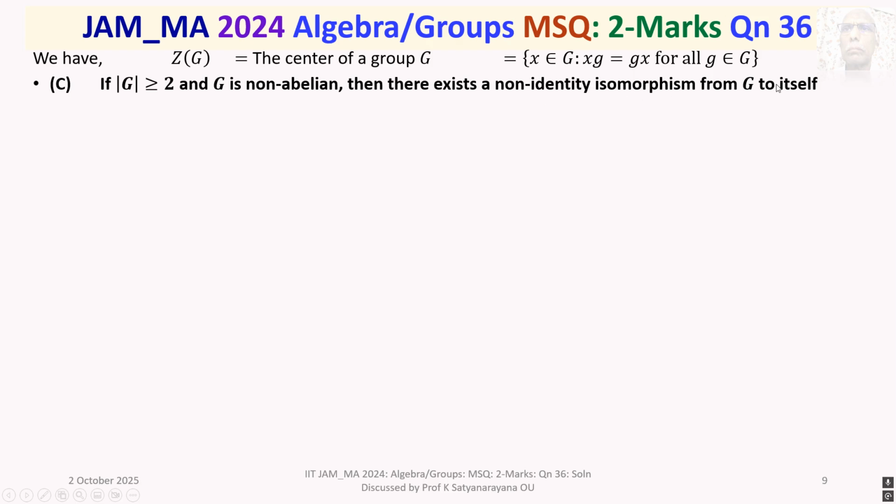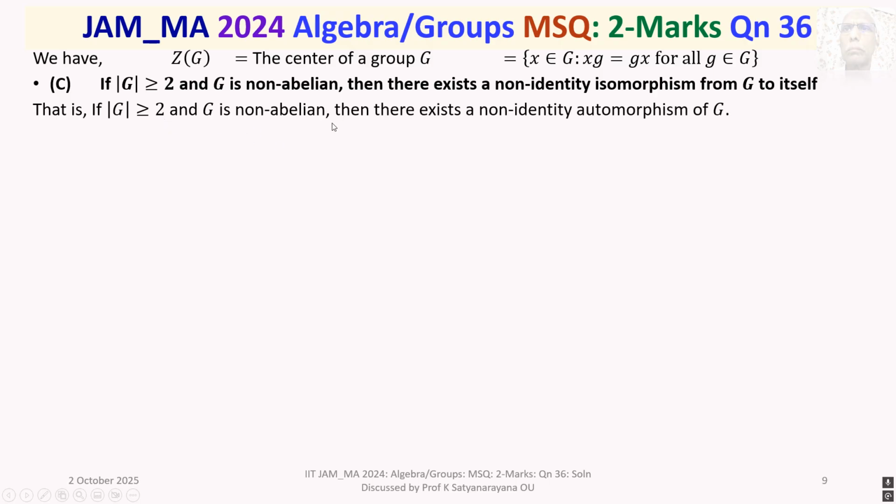An isomorphism from G to itself means it is an automorphism. So there exists a non-identity automorphism of G. That is, if the order of G is greater than or equal to 2 and G is non-abelian, then there exists a non-identity automorphism of G. Given G is non-abelian, correct? Order of G greater than or equal to 2.